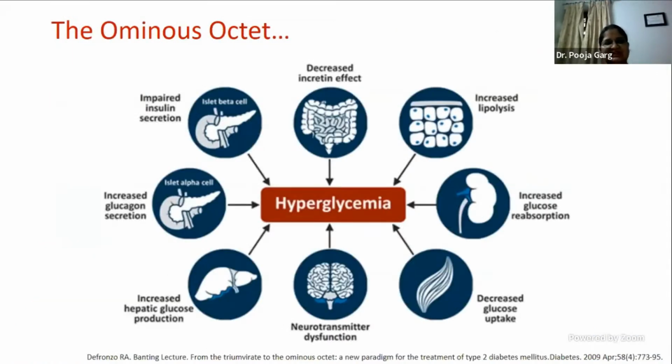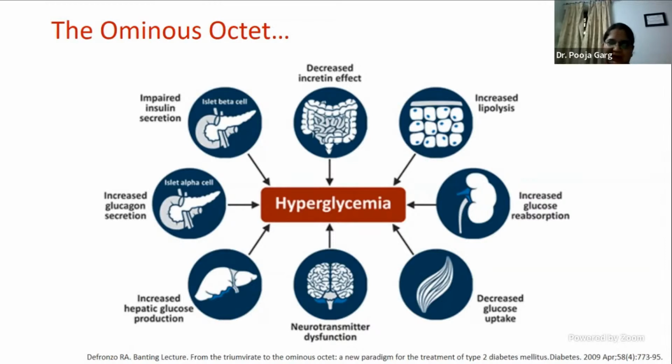So with every 1% decrease in HbA1c, there is a huge decrement in all sorts of risk associated with diabetes. Diabetes, as we know, is a hyperglycemic state ultimately resulting from the ominous octet, as we call it. The pathophysiologies are multiple, all contributing to hyperglycemia together. There is impaired insulin secretion at the level of the pancreatic beta islet cells. There is a decrease in incretin effect and increased lipolysis. There is increased glucose reabsorption at the level of the proximal convoluted tubules. At the level of muscles, there is decreased glucose uptake. And there is neurotransmitter dysfunction, contributing to hyperglycemia.